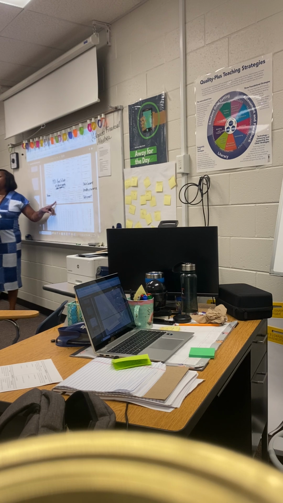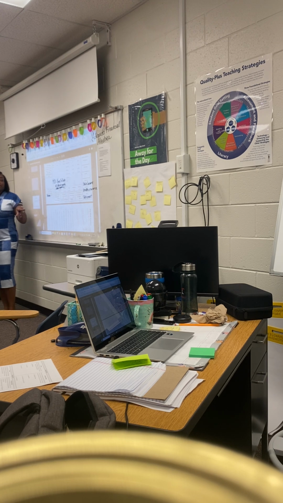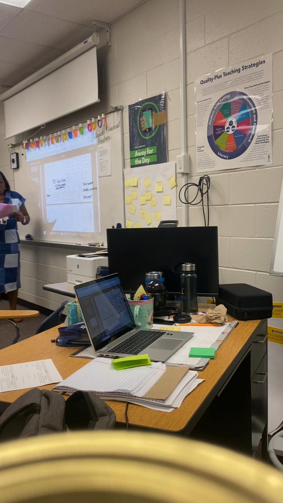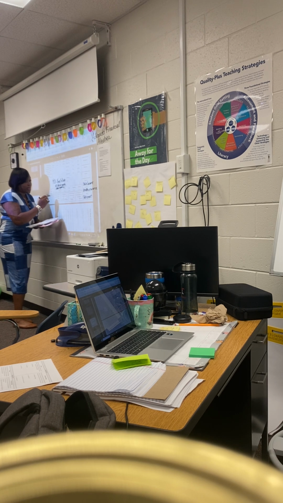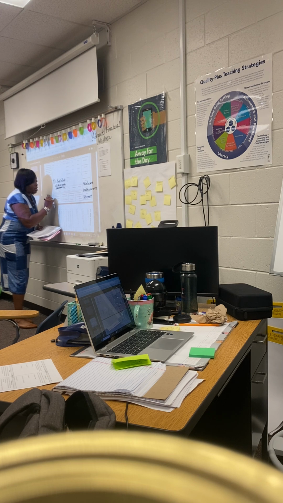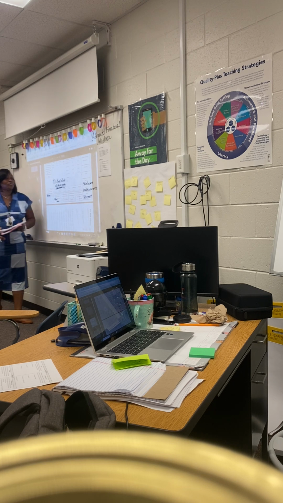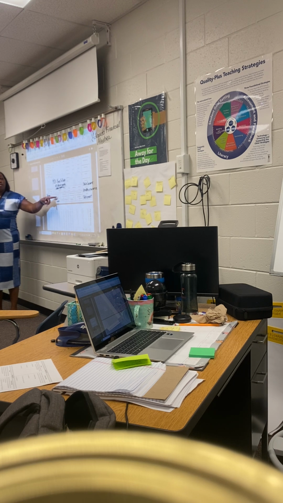This is deductions. So year-to-date deductions gives the total amount withheld from your check for the year. Total amount withheld from your check for the year. Okay, that's deductions. Year-to-date deductions.